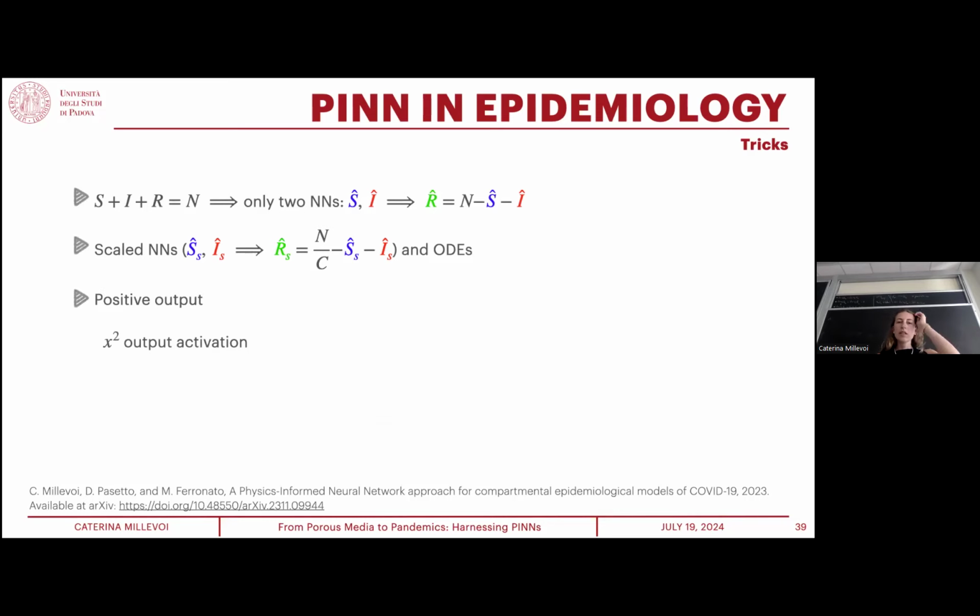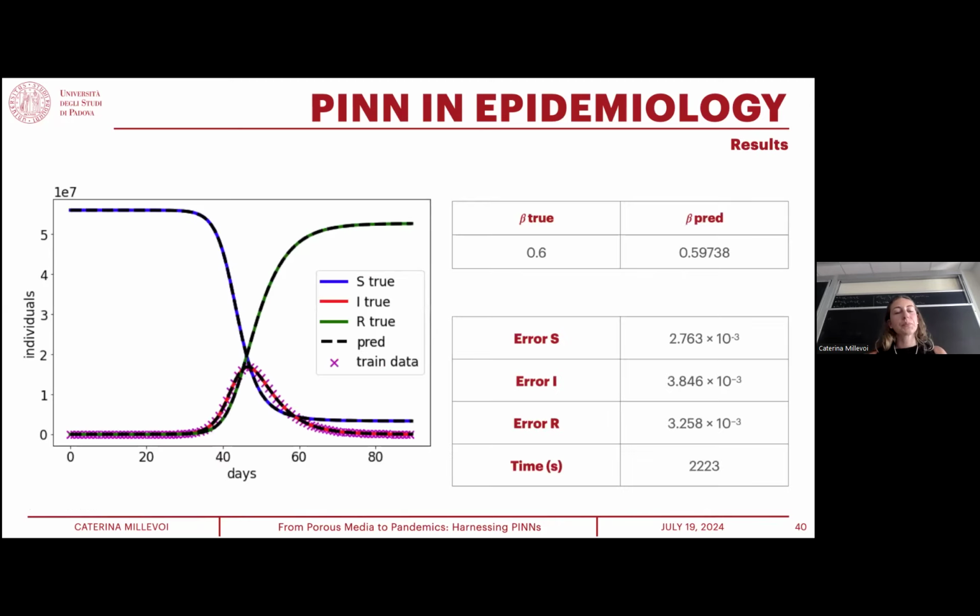And moreover, since these neural networks represent the number of individuals in a class, they allow only positive outputs. We decided to impose this condition in a strong way by just setting the last activation, so the activation of the last layer of the neural network, to the square function in order to allow only positive outputs. And this is the first application that we made.